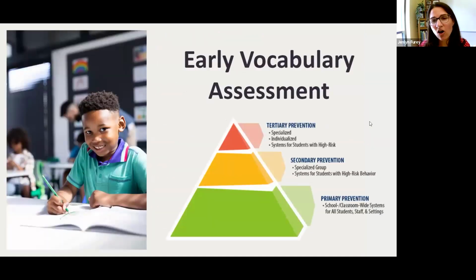So those aren't all of the extended vocabulary activities. There are many other ways to support, and the Bringing Words to Life book has a lot more examples that you can look to. As we kind of close our presentation today, we do want to touch on the early vocabulary assessment, particularly in a multi-tiered system of supports framework or MTSS framework.